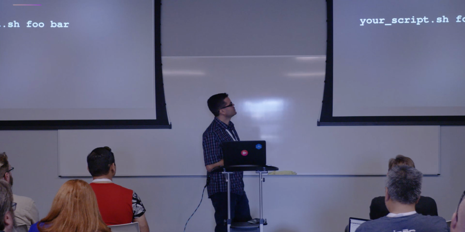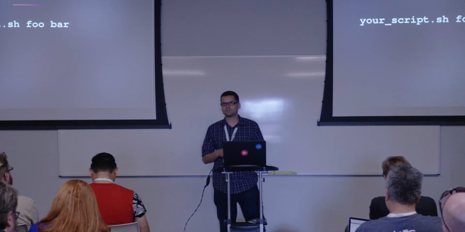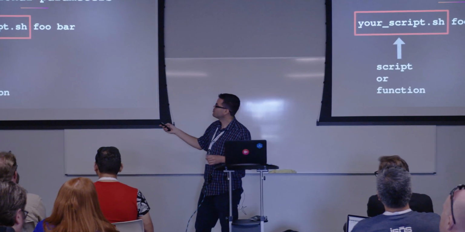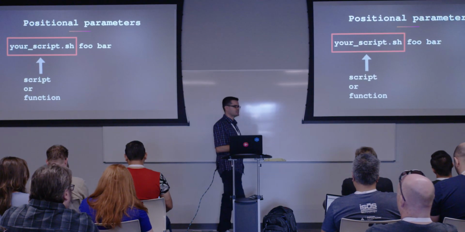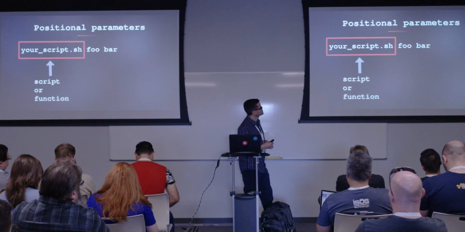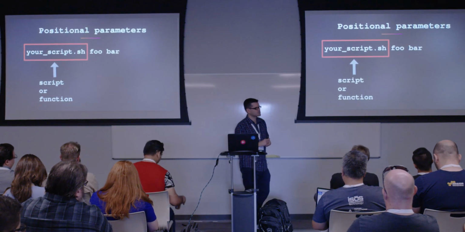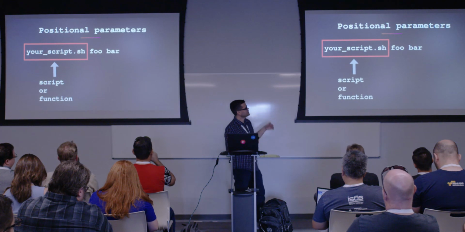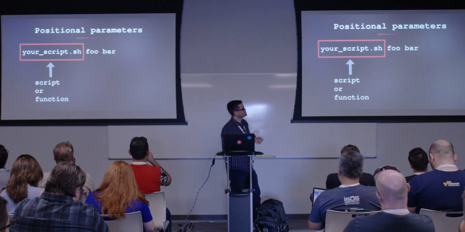All right, want to talk about positional parameters really quick. This is shell scripting basics, but this is a beginner class, so let's talk about it really quickly. The way that shell scripts and functions work is that they take positional parameters as arguments. So in this case, I've got a script named your_script.sh that I'm calling from the shell, and that can be a script or a function inside of a script.